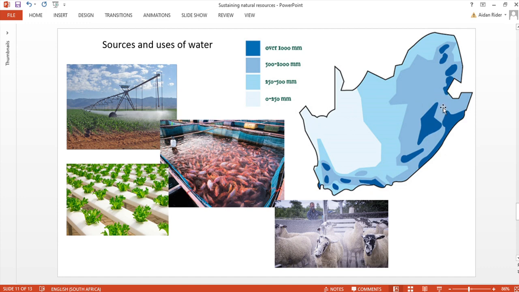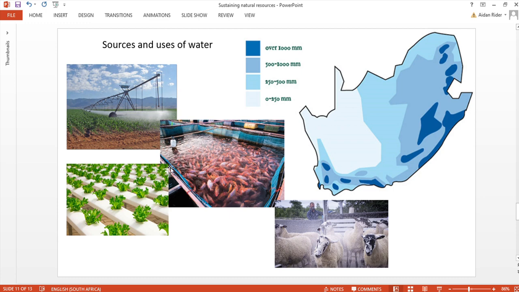Okay, so once we know where the water comes from and where our sources are in South Africa, how do we use it? Or in agriculture, how is the water used? So first of all, it's used in agriculture for irrigation, how we get the water to the croplands. Then also, it can be used for household and animal consumption. Obviously, animals need to drink the water, and we as humans also need to drink the water. Thirdly, for freshwater fish farming, we obviously need water if we want to farm fish.